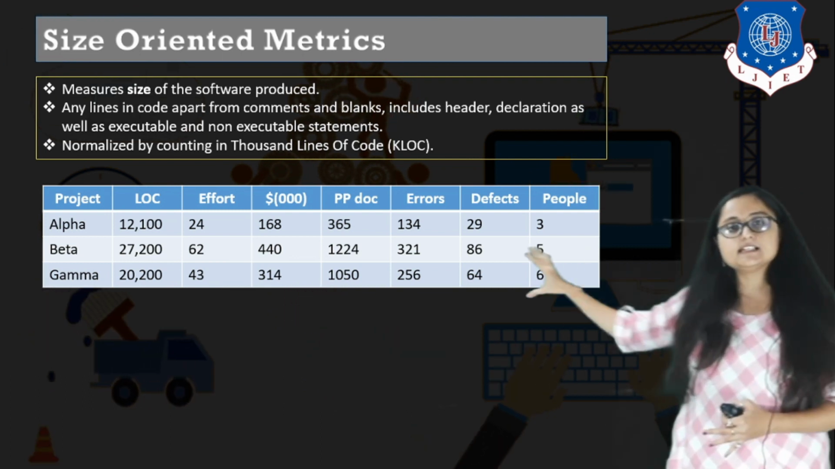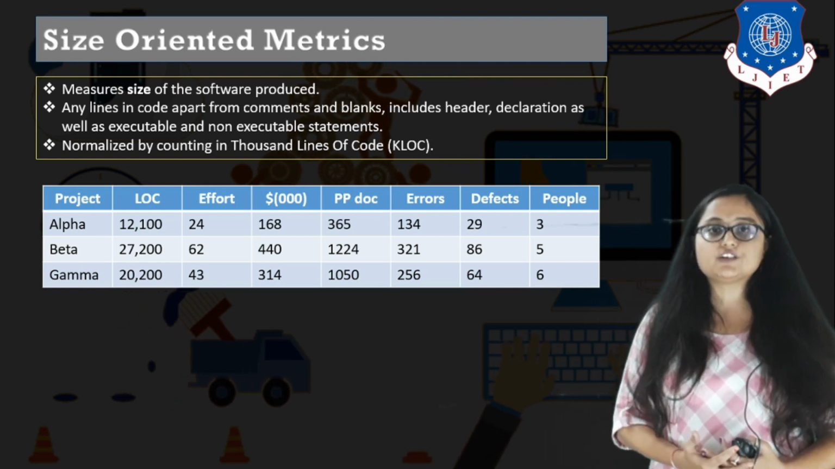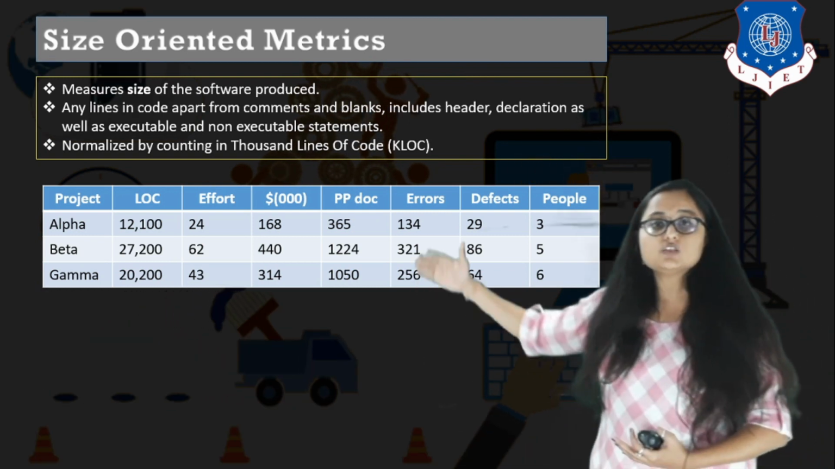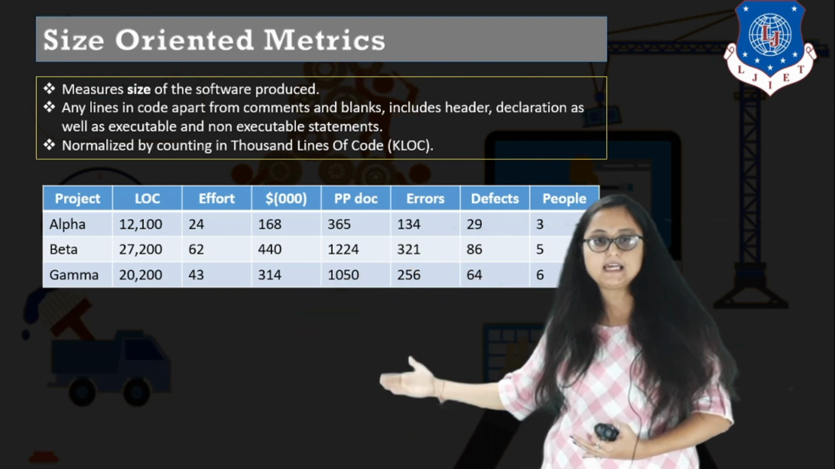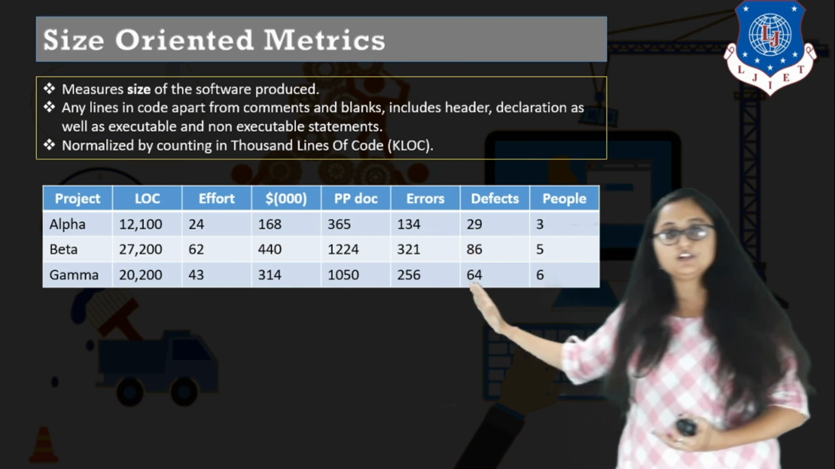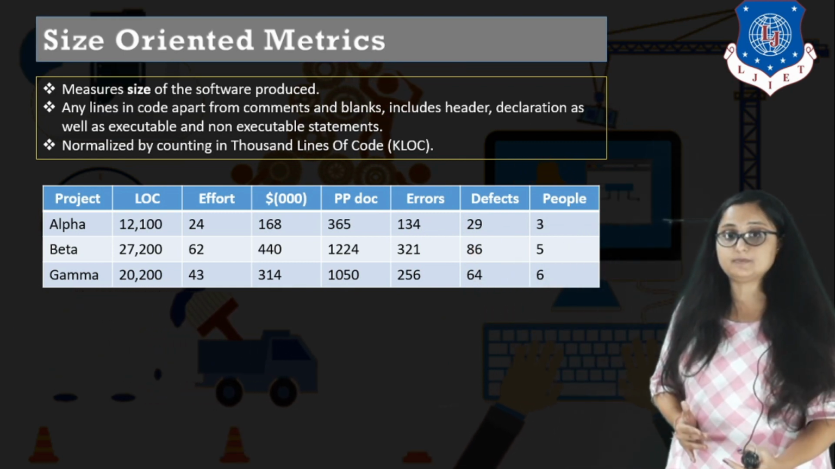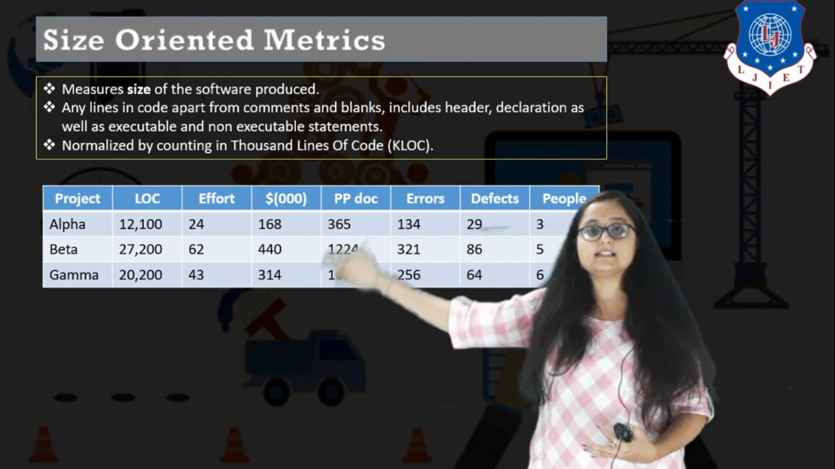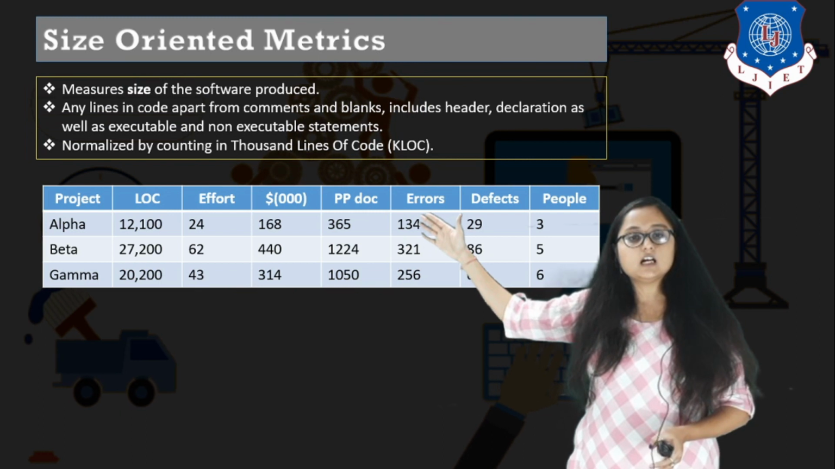Now this is a basic table which is generated while you are developing any size oriented metric for a project. Now these are the size oriented measures, right? So you have three projects, alpha, beta and gamma, and these are the different measures to be considered for developing a formula for size oriented metric. The first column is LOC, that is the actual lines of code, right? The next is effort.